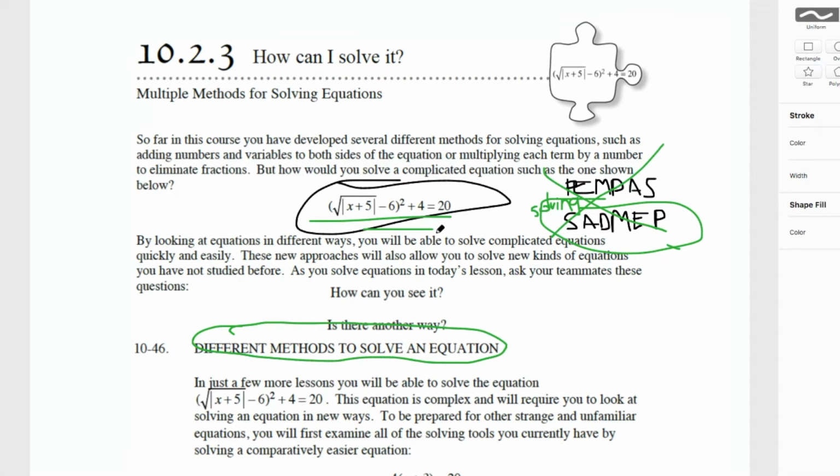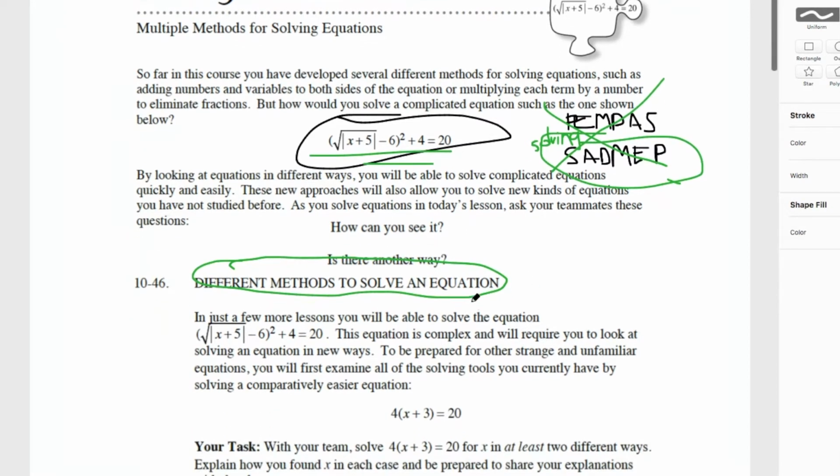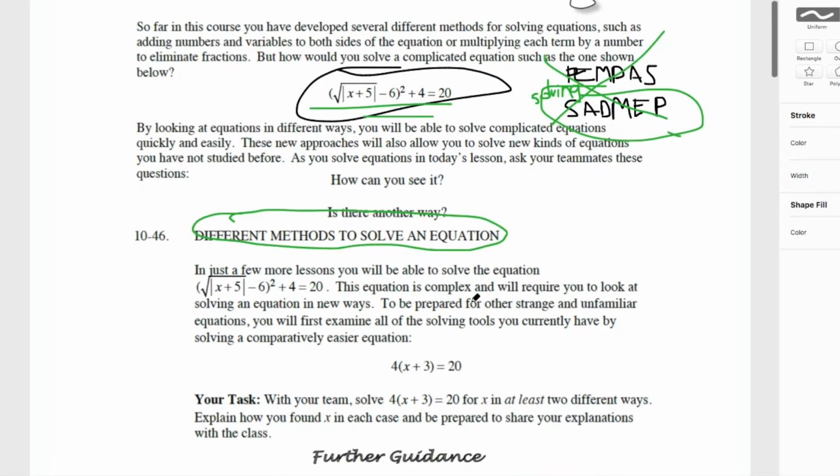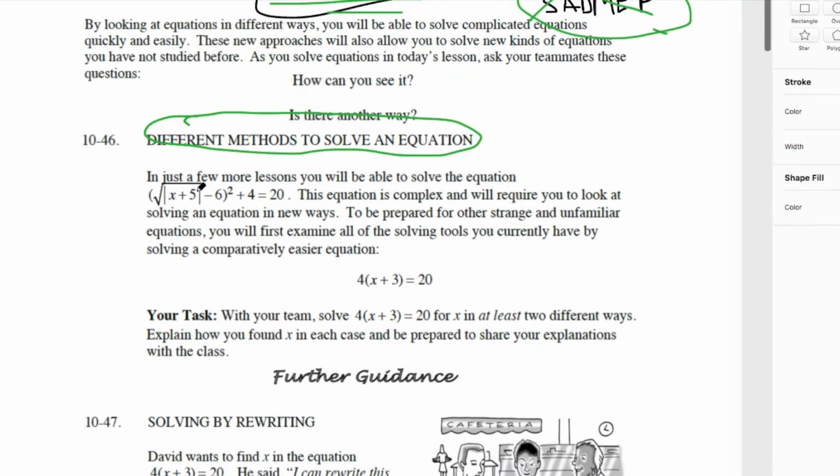As you solve equations in today's lesson, ask your teammates these questions. How can you see it? Is there another way? Okay, so we'll question ourselves, right? We'll question what we're doing here. Always want to view what we're doing with a critical eye here in high school. All right, let's keep going here.